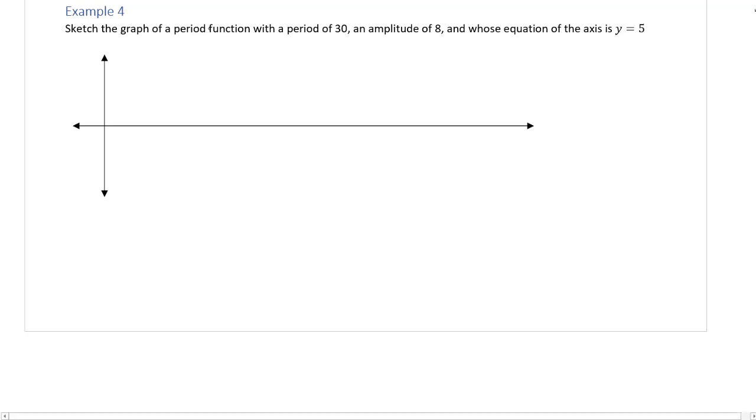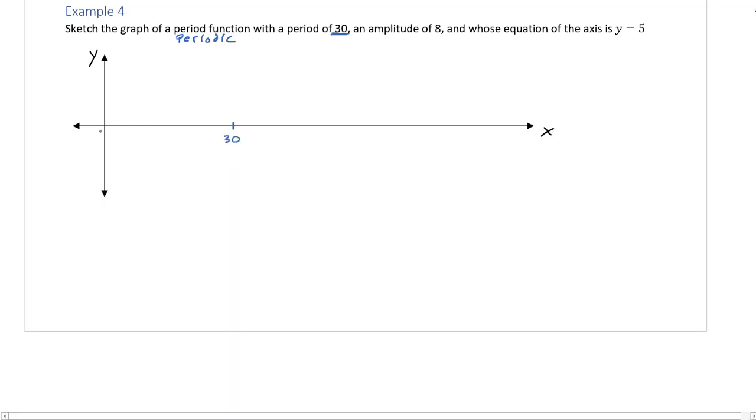All right, sketch a graph of a periodic function with a period of 30. So that means every 30 whatever, right? So let's make this our y-axis, this our x-axis. So here's what I'm going to do. I'm going to make this my first period. There's 30, right? I'm going to start at 0.